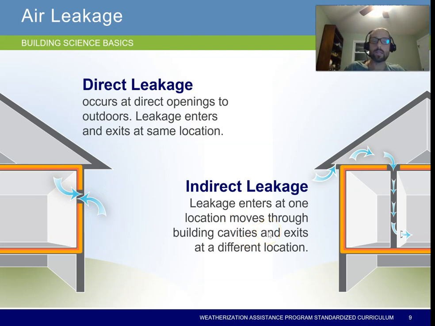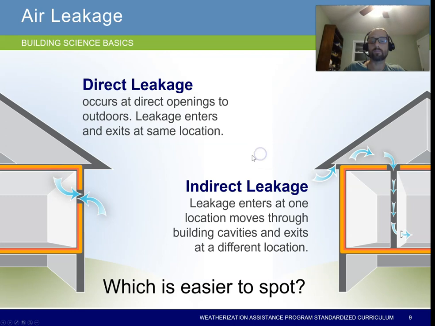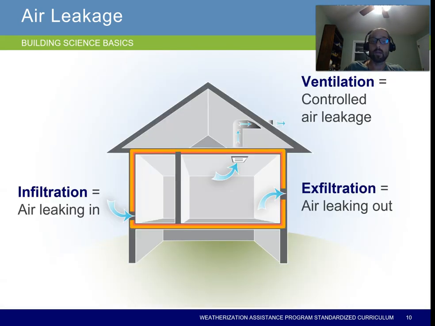Indirect leakage, these are the sneaky leaks where it's kind of like a one-way path, right? So this image here shows some air coming up through a soffit and then leaking in through a wall. It's only coming in one direction. So that's usually a little bit harder to pick up on. And those are the tricky ones that you can use tools like a blower door to pick up on. So obviously the direct leakage is going to be easier to spot.